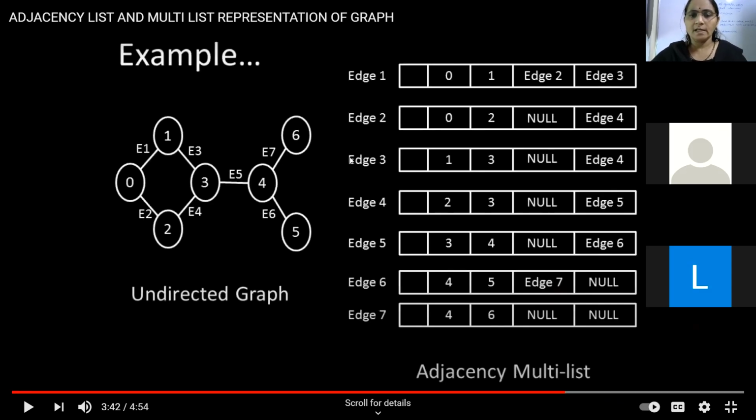So see here, for the edge 1, meaning E1, the first vertex is 0. See, this is 0 and this is the second vertex, 1. For 0, you have to check which edge is incident on it.